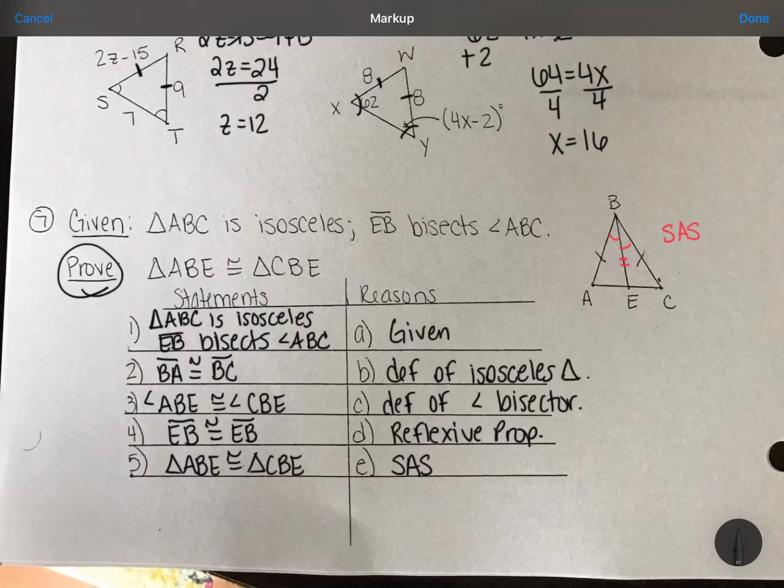And that's why it's very good to plan ahead so you know what your end goal is. My end goal is to prove those two triangles to be congruent.